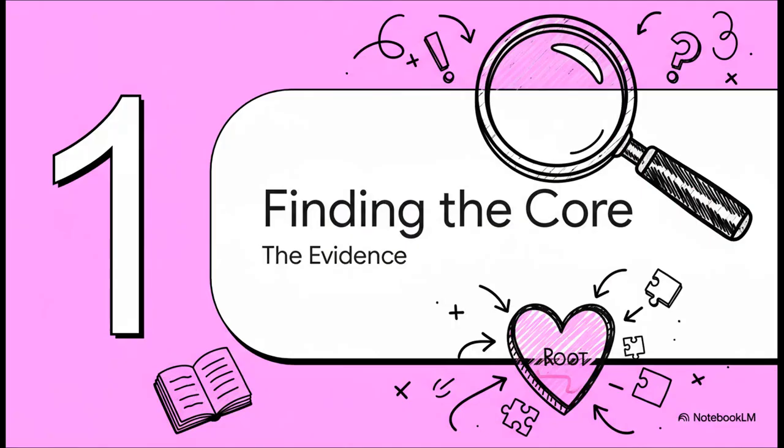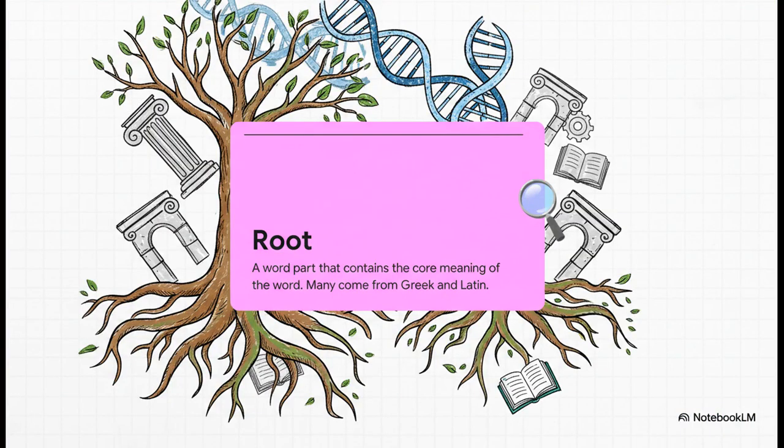Every great detective knows exactly where to start. You go straight for the core evidence. And in the world of words, that core piece of evidence is called the root. It's the absolute heart of the mystery, the central clue that holds the whole thing together. So what is a root? Well, think of it like the word's DNA. It's the most basic part, and it holds the fundamental meaning. And a cool little fact is that a lot of these roots are ancient, coming to us from languages like Greek and Latin. They're literally the building blocks of so much of our vocabulary today.